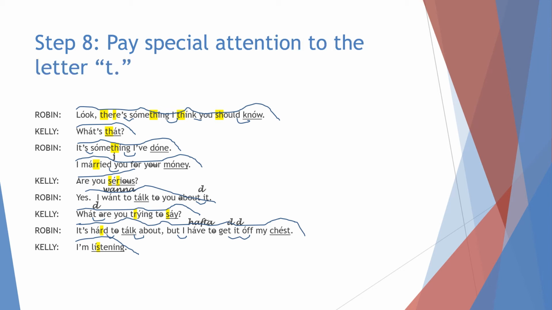Step 8 is a very important one because it asks you to pay special attention to the way the letter T is pronounced. When it comes before a stressed vowel, it's pronounced clearly with a tiny puff of air, as when you say, I want to talk. But remember that before an unstressed vowel, the letter T is pronounced like a light, quick D sound.